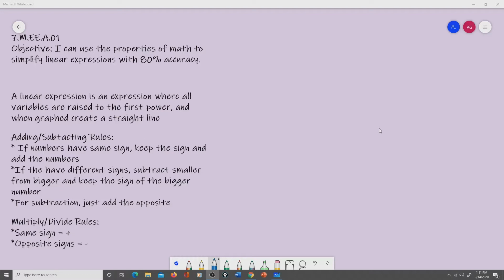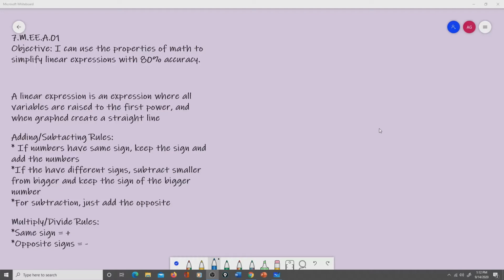One thing we got to remember is what a linear expression is. So a linear expression is just an expression where all the variables are raised to the first power. So there's no squares or cube roots or anything like that. And also a linear expression, when graphed, forms a line.